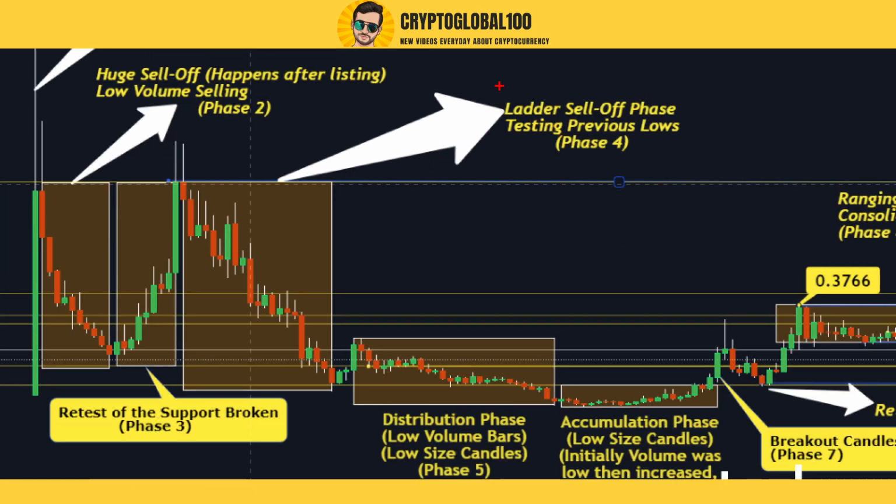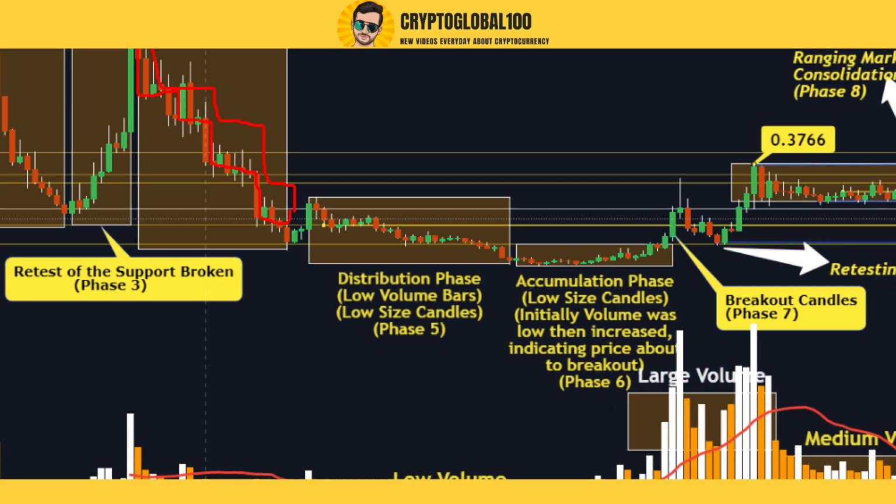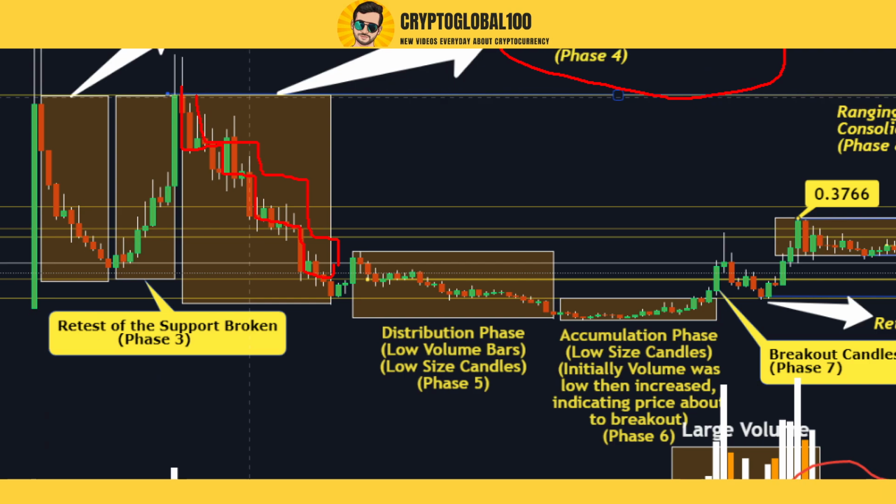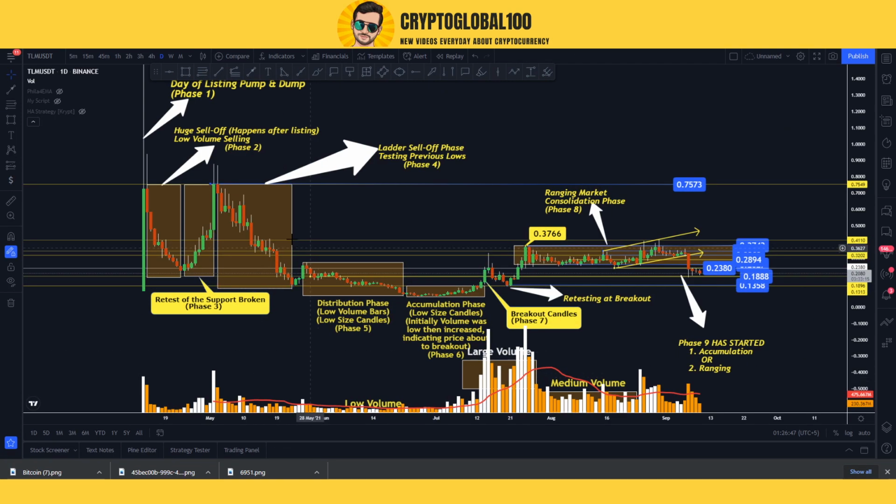So what happened? A ladder sell-off phase. You see the ladder forming. We saw here a ladder being formed. Clearly you can see the ladder being formed here. So it was a ladder down sell-off phase. It's a new term, but you need to understand these things. You're gonna learn day by day.